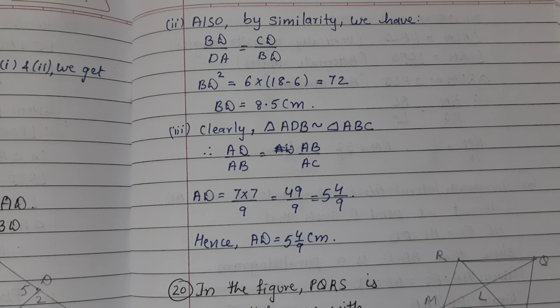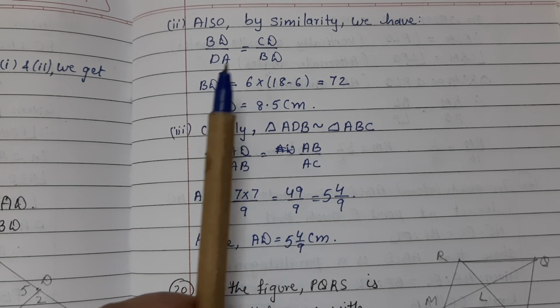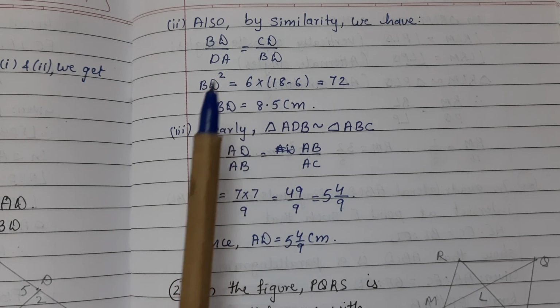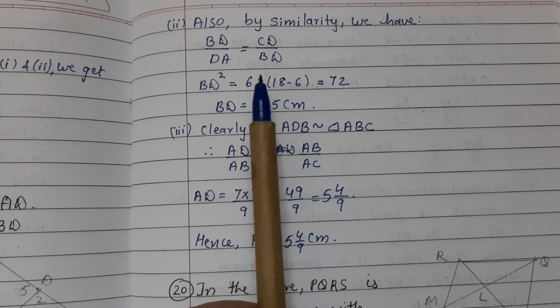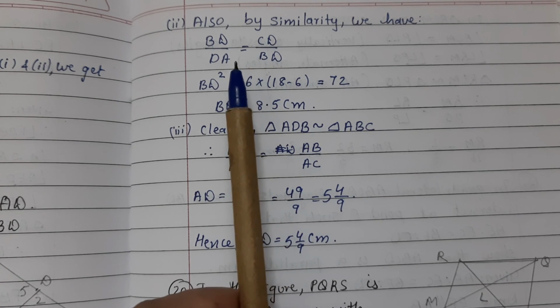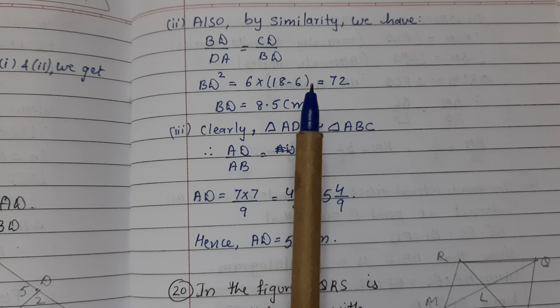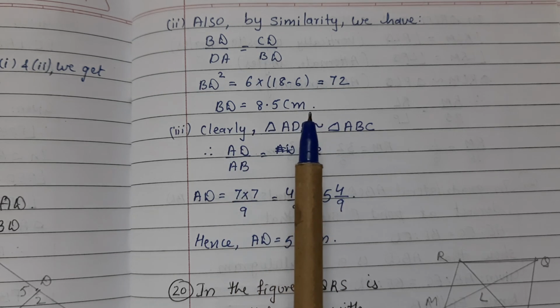Second part, also by similarity we have BD upon DA is equal to CD upon BD. Cross multiply, BD square is equal to DA into CD. 6 into 12 equal to 72. BD equal to 8.5 centimeter.